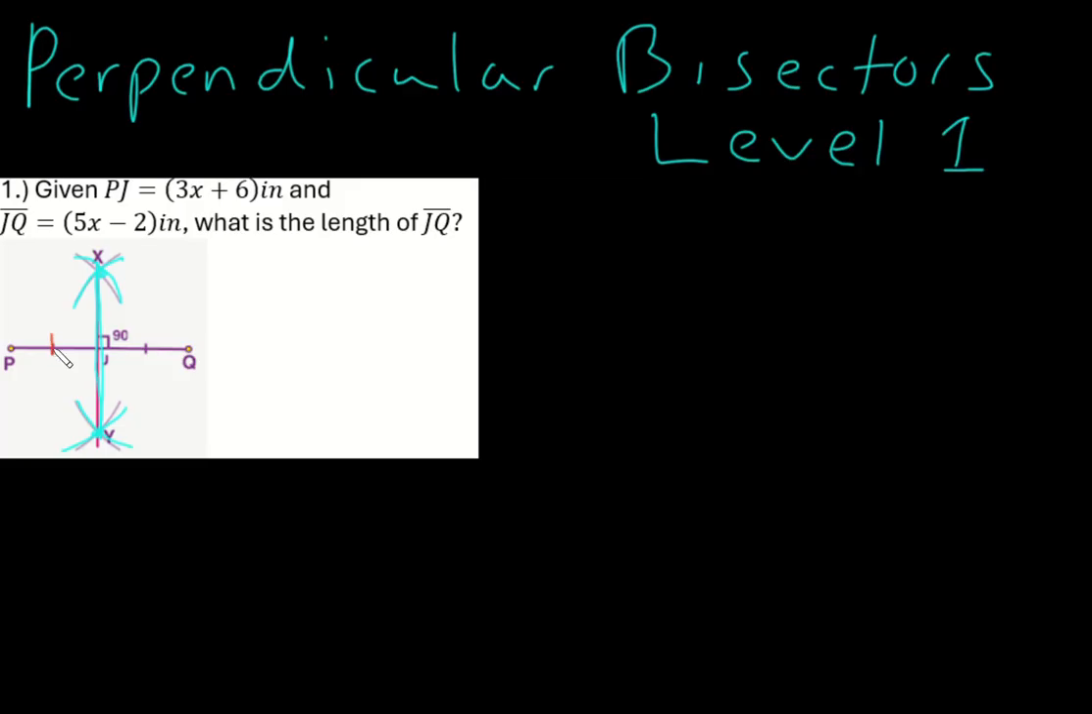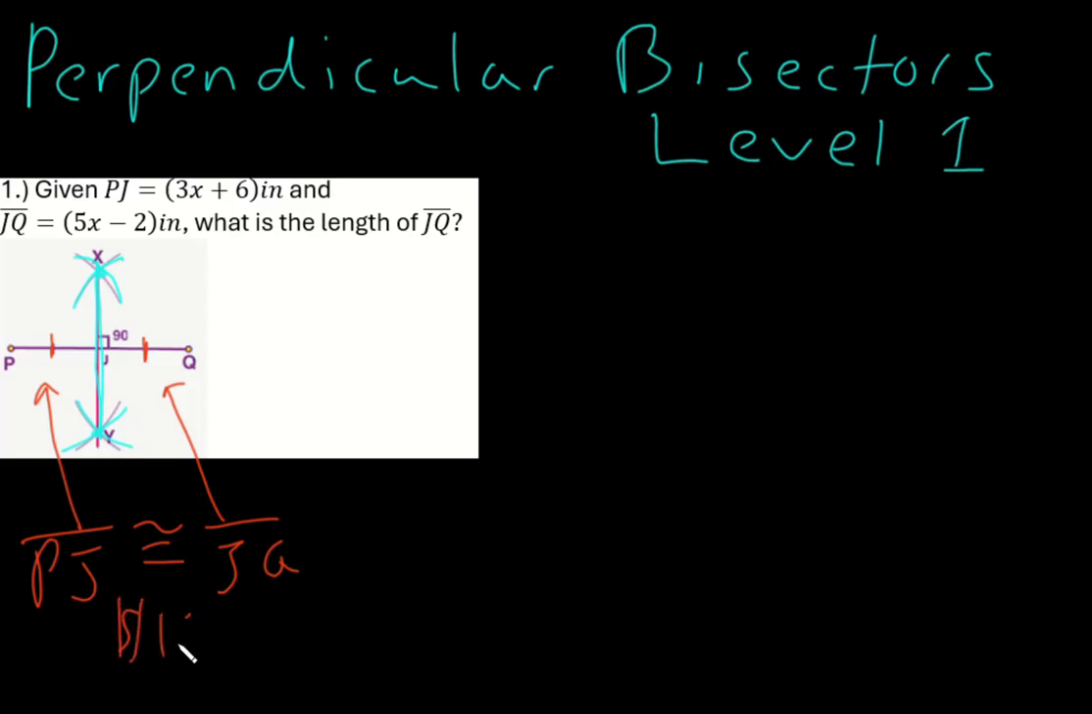So notice this little tick mark right here and this little tick mark right there. They're telling us that this left half, PJ, is congruent to the right half, JQ. Why? Because when you cut something in half, imagine a $100 bill. If you cut $100 in half, well, half would be 50 and the other half would be 50. And they are, of course, equal, but in geometry, we say congruent.